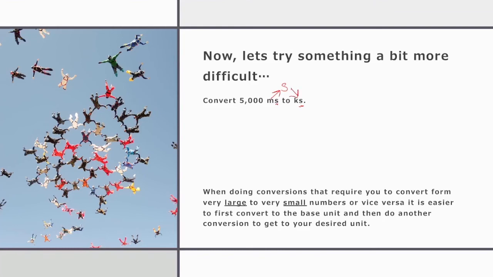That just makes it really easy. You don't have to think about how many decimal places they are away from each other. You can just do this straight up conversion to the base unit and then to the unit that you're trying to get to. All right, so let's go ahead and start with the number in the problem. So there's our 5,000 milliseconds.